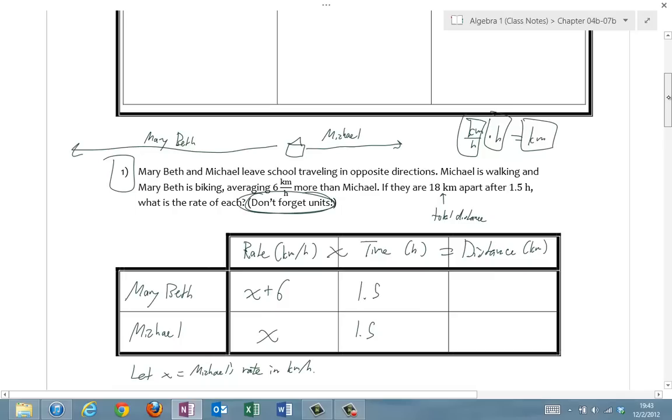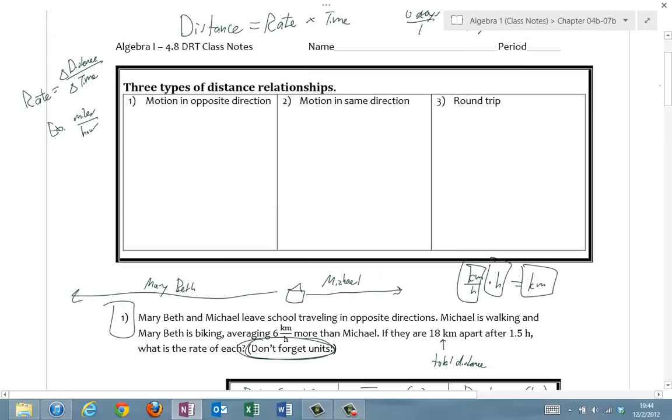So I'm going to flop back up to the chart at the top here and say that we have three types of distance relationships. This is motion in an opposite direction. Example number 1.